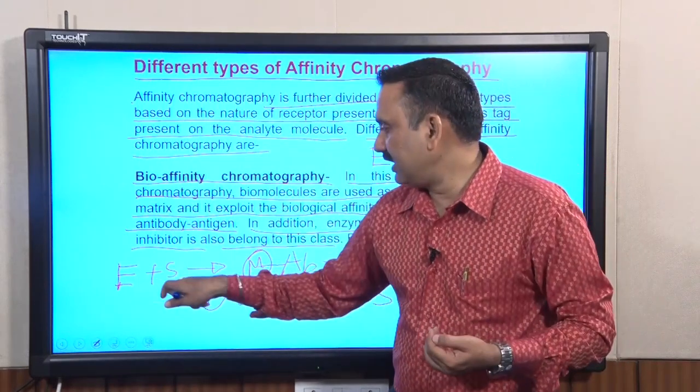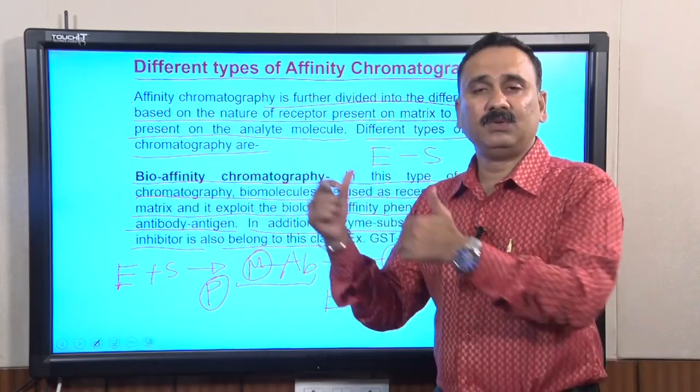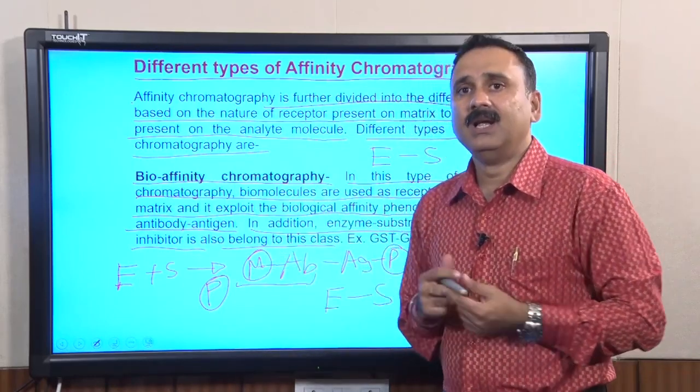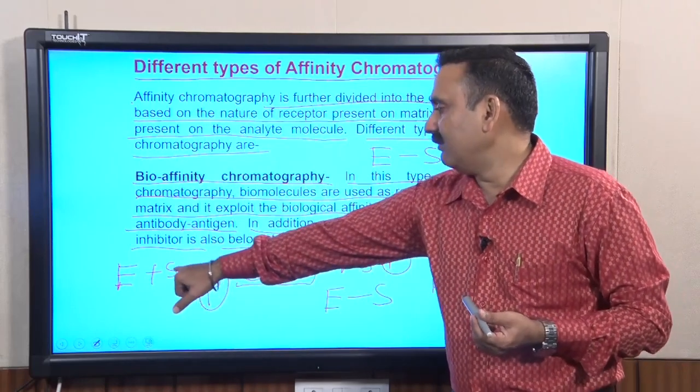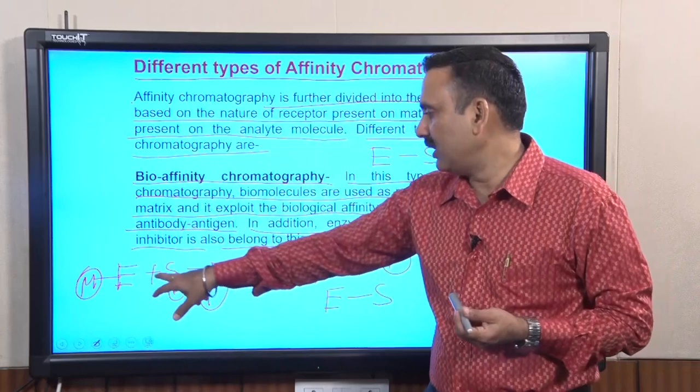If I use this type of combination where the enzyme has the ability to use the substrate, then what will happen? While doing the chromatography, I have coupled this substrate to the protein which I would like to purify. Now what will happen? As soon as the enzyme, which is coupled to the matrix, sees the substrate, what will happen?